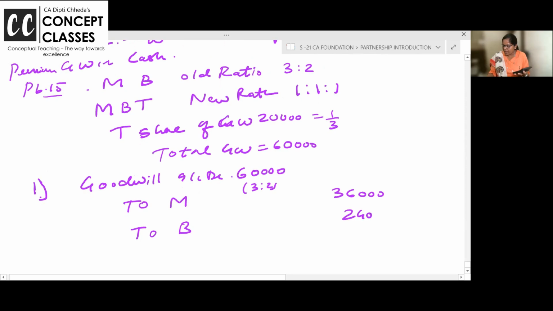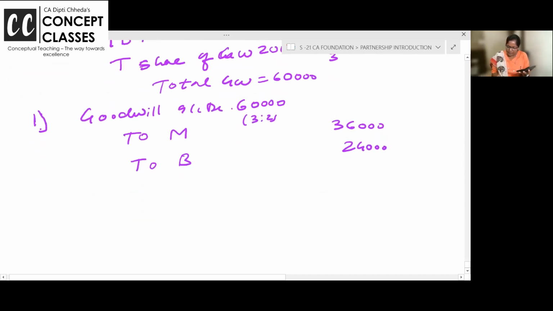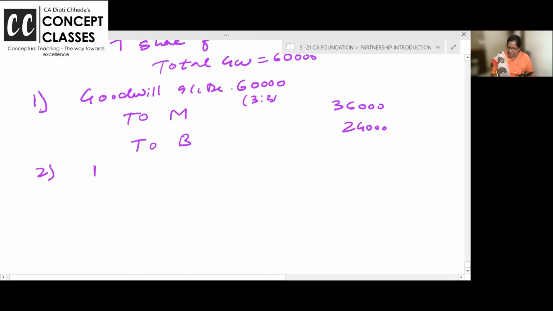36,000 and 24,000. Raise the goodwill in old ratio. I will not even give 5-10 minutes of explanation for goodwill in death, retirement and all. It's not needed, it's going to be that easy for all of you. So raise the goodwill in old ratio. Now, write off the goodwill in new ratio.